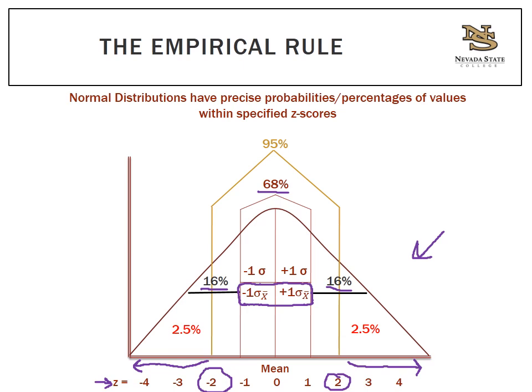But in this class, we're just going to focus on using an Excel assignment to do those specific proportions or probabilities, and really just to determine those probabilities or percentages associated with any range of scores or sample means, or determining which scores or sample means are associated with specific probabilities or percentages.